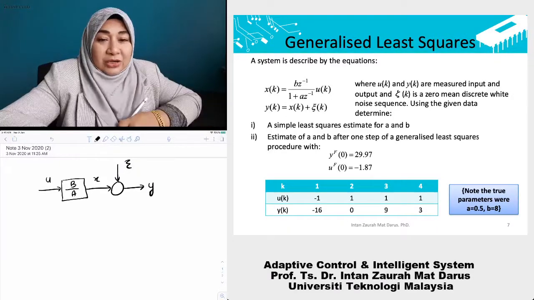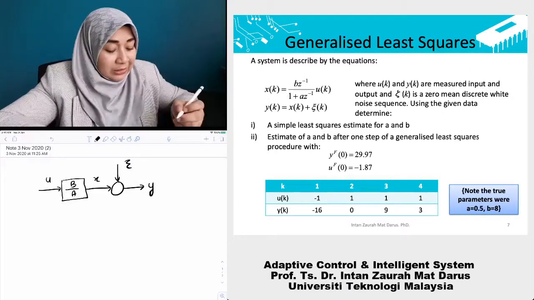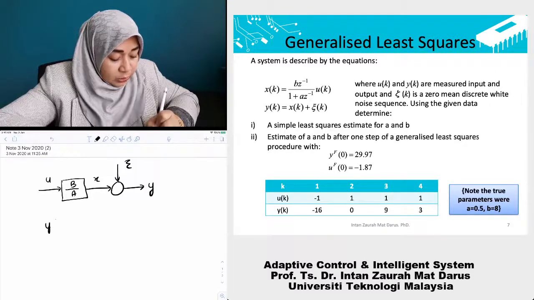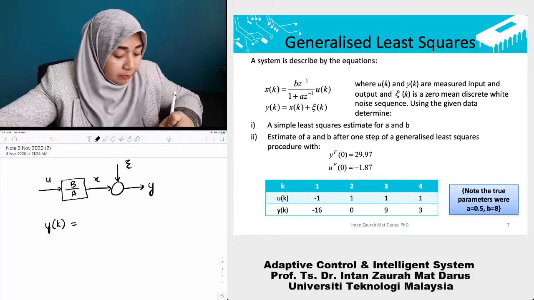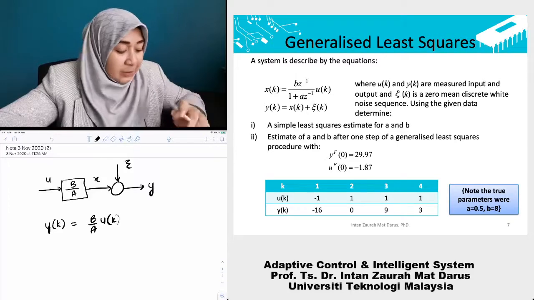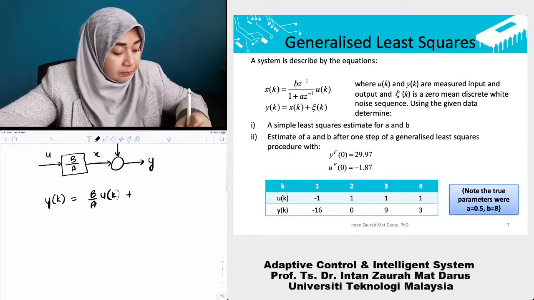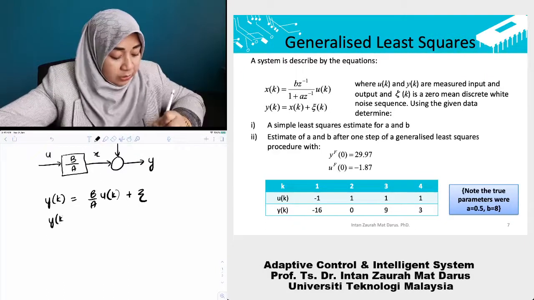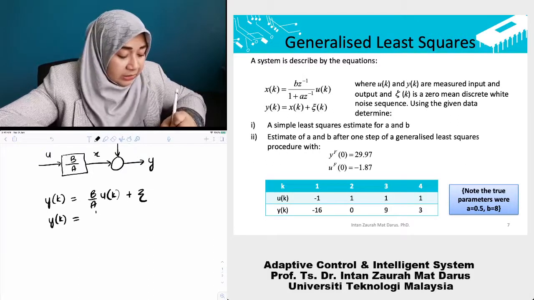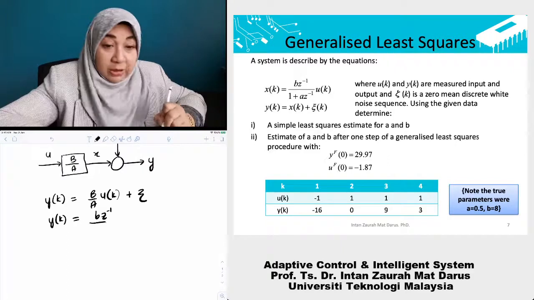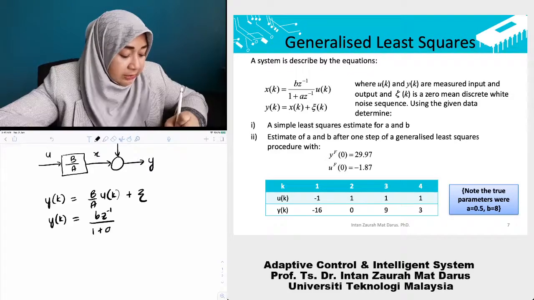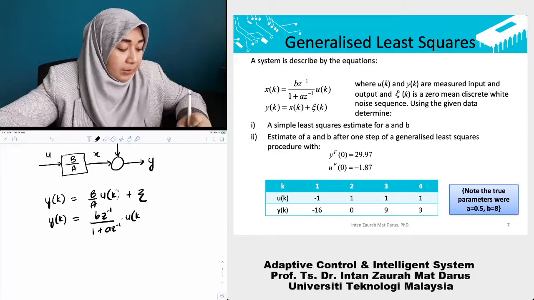That noise is actually white noise. However, when we do the modeling, you will see later on that the white noise will become colored noise. In this case, yk is equal to b over a uk, that is your x, plus zeta. When we have that, we can put in the value of our transfer function b over a. It is, from the problem that we have in the slide, b z minus 1 over 1 plus a z minus 1, multiplied by your uk, plus your noise.